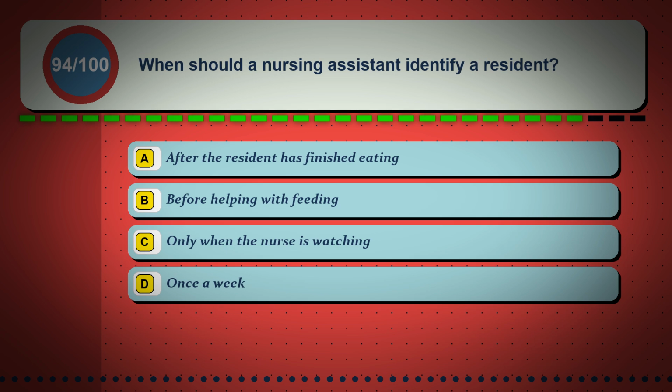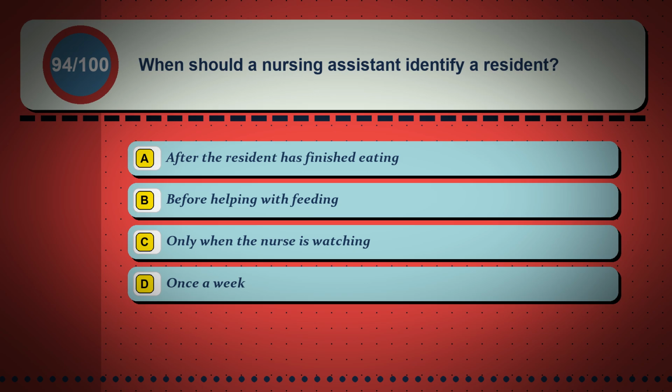Question 94. When should a nursing assistant identify a resident? Option A. After the resident has finished eating. Option B. Before helping with feeding. Option C. Only when the nurse is watching. Option D. Once a week.